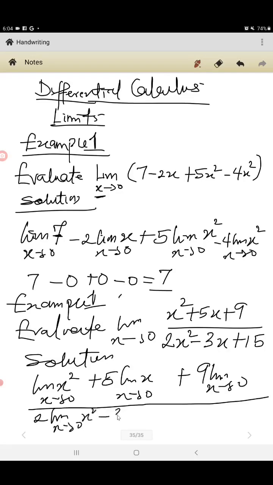The same thing is applicable to the denominator: 2 times the limit of x squared as x tends to 0, minus 3 times the limit as x tends to 0, plus the limit of 15 as x tends to 0. So you do it one by one. You're able to see that this will be 0 because x squared is equal to 0. This will also be 0, but the only constant we escape. And also here, this is only constant, the one that has x, because as x tends to 0, not equal to 0, when x reaches 0, tends to 0, so therefore the final answer will be 9 over 15.